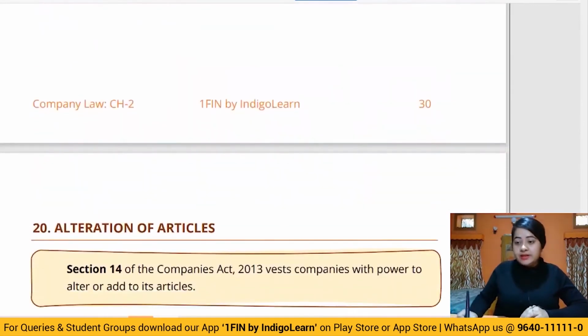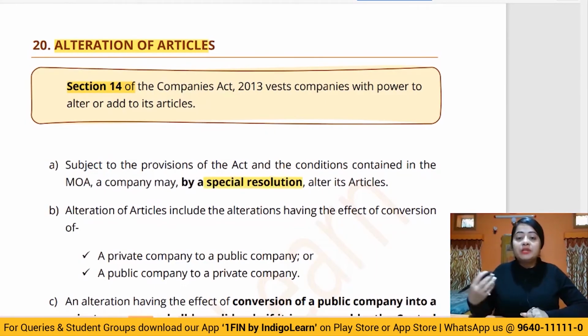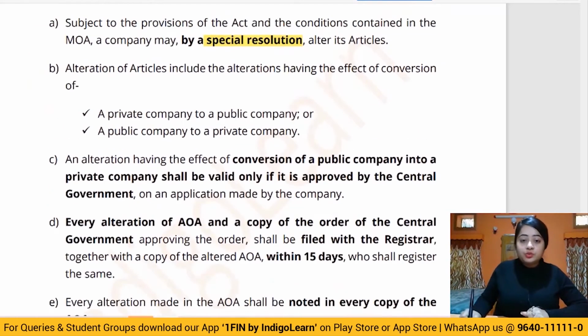Let's move on. The next section we're seeing is section 14. Section 14 talks about alteration of the articles of association. We have discussed two main documents of the company are the memorandum and articles of association. If the company wants to change its articles of association, a special resolution is required. The company will have to hold a general meeting. In the general meeting, the company will have to pass a special resolution to change its articles of association.